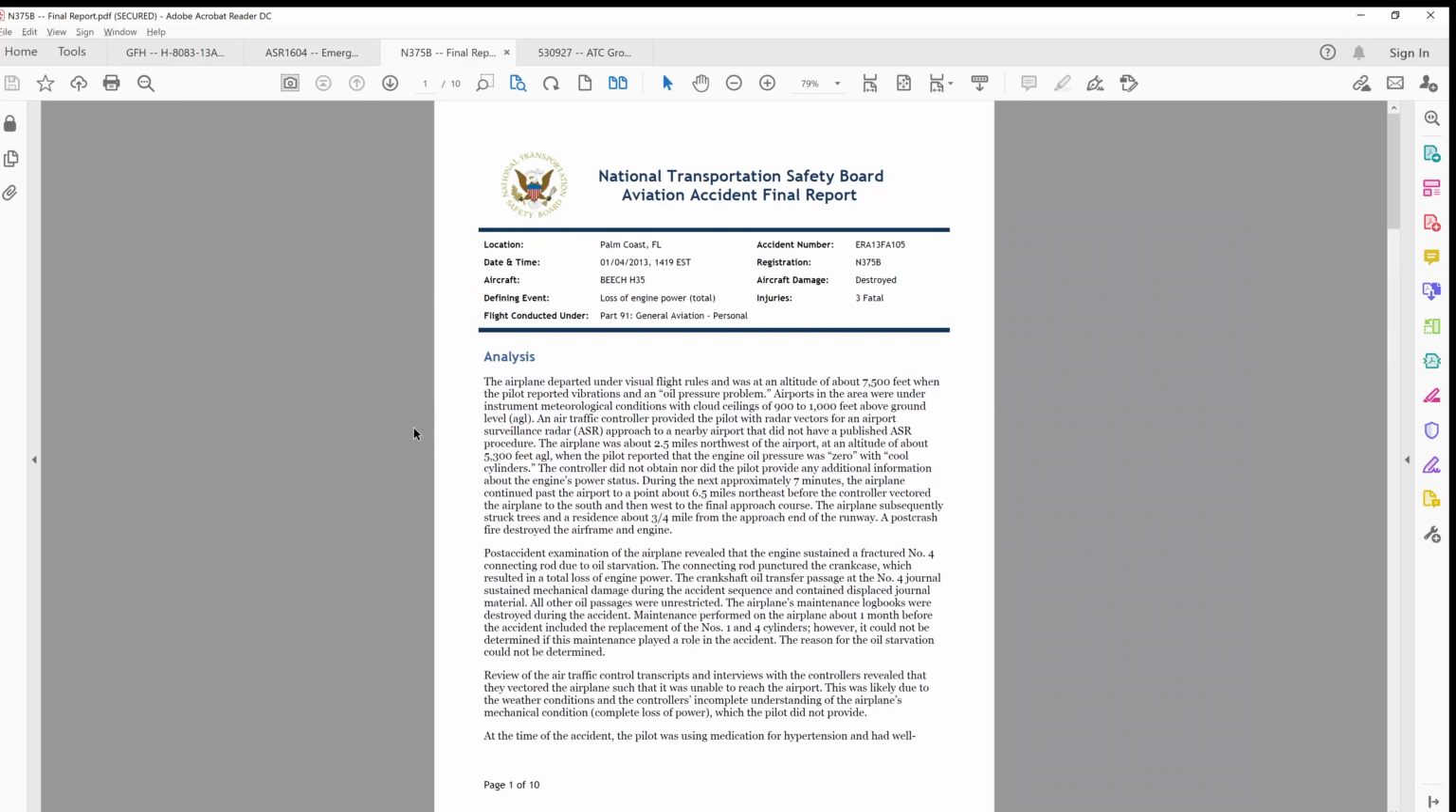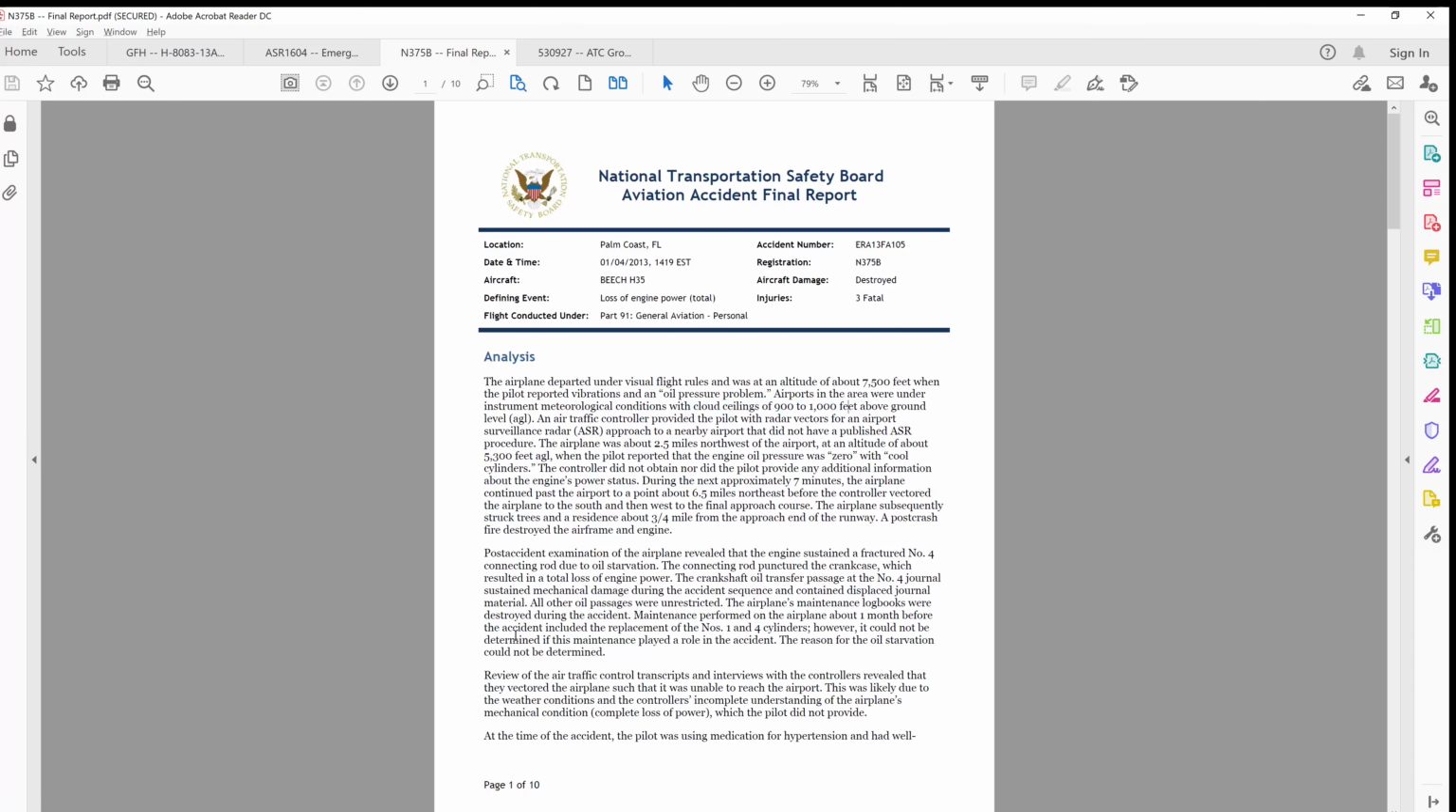This will go into a little more detail, and again, this is going to say that it had the engine failure, partial at first, then total failure, and so on. They vectored the airplane such that it was unable to reach the airport. This was likely due to the weather conditions and the controller's incomplete understanding of the airplane's mechanical condition. Now, the weather conditions, what the NTSB is referring to here is just the cloud cover, which again was ballpark 900 feet overcast, cloud ceilings of 900 to 1,000 feet.